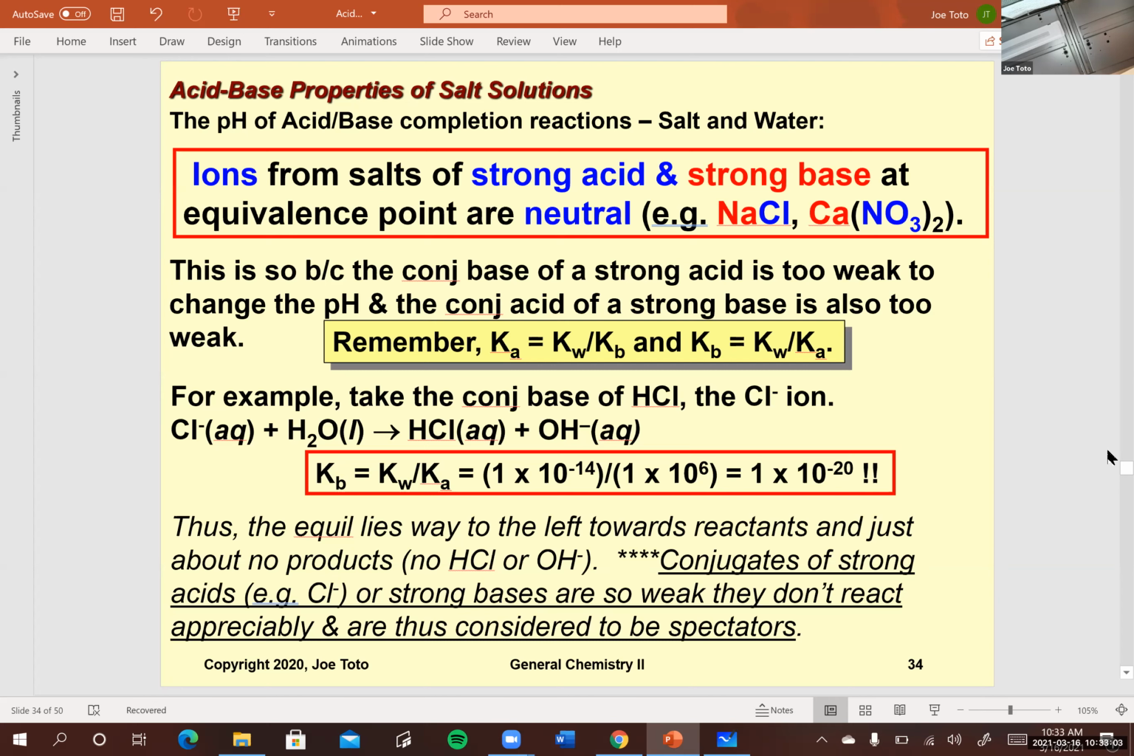And we just argue here why. And I said, okay, well, maybe this is the base. If I consider it, what's the Kb for that? I argue that the Kb equals Kw over Ka. I know the Ka of HCl, which is a strong acid, is around 1,000,000. So this equilibrium constant is so small that this reaction doesn't take place. And like we said before, this is a spectator, and it doesn't change the pH of the water after a complete neutralization reaction.